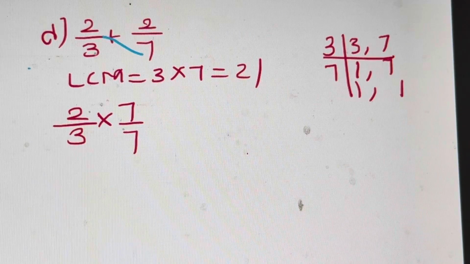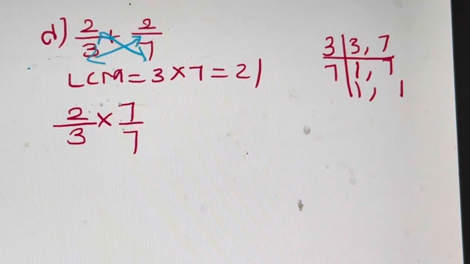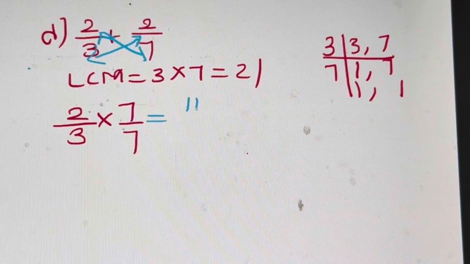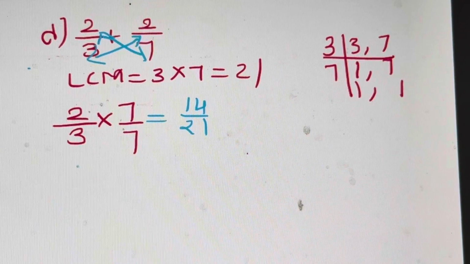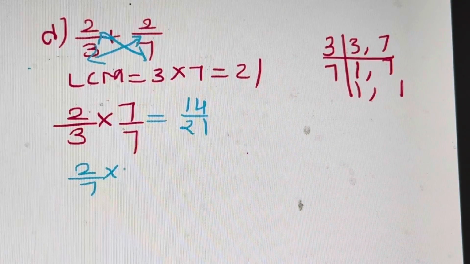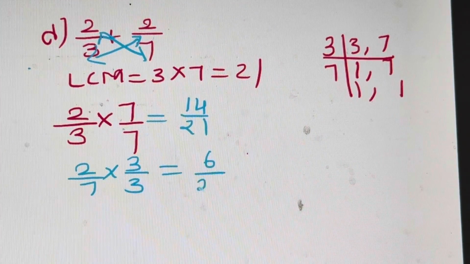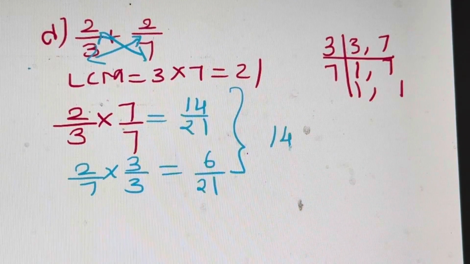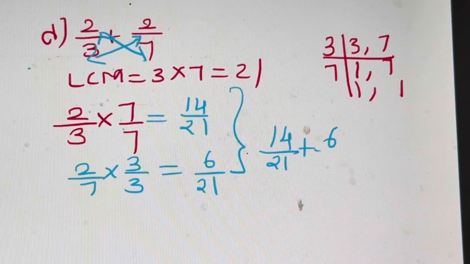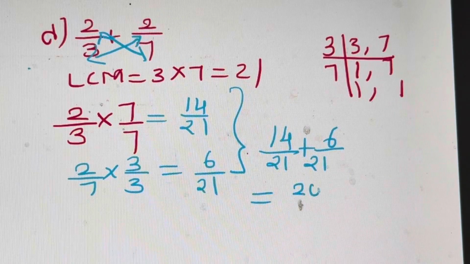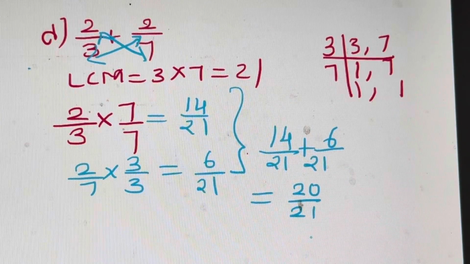This 7 will be multiplied with this fraction and 3 will be multiplied with the other fraction. Right? So you can see 2 upon 3 multiplied by 7 upon 7. So 2 sevens are 14 upon 21. And 2 upon 7 is multiplied by 3 upon 3. So 3 2s are 6 upon 21. So if we add these two, 14 upon 21 plus 6 upon 21. 14 plus 6 is 20. 20 upon 21 is the answer.